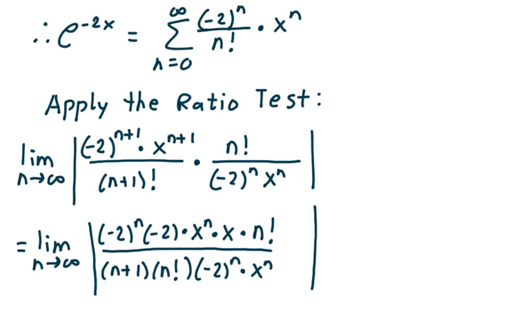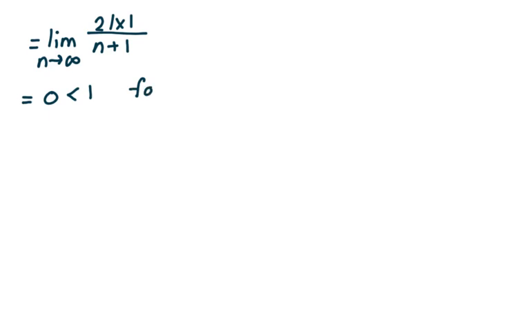Now we can cancel stuff, right? Notice here, the n factorials cancel. The x to the n's cancel. The negative 2 to the n's cancel, right? Now, what do we have left? Well, this is equal to the limit as n goes to infinity of 2 times the absolute value of x divided by n plus 1. This is equal to 0, which is less than 1 for all x.